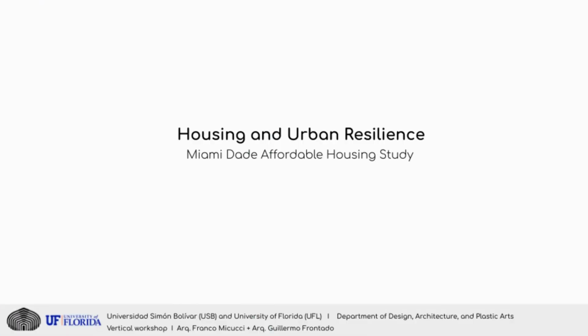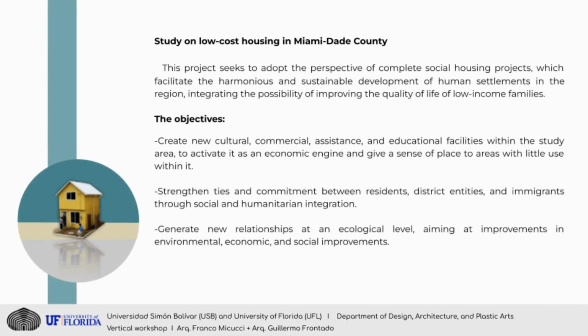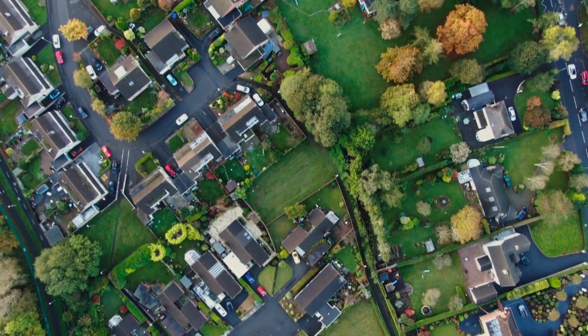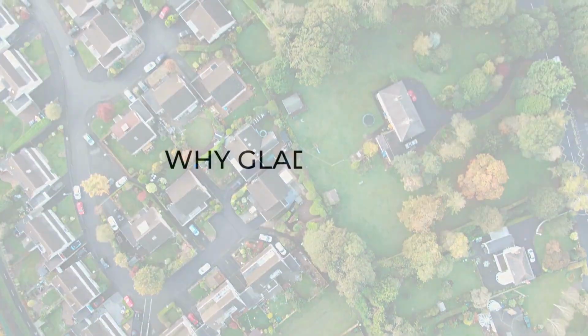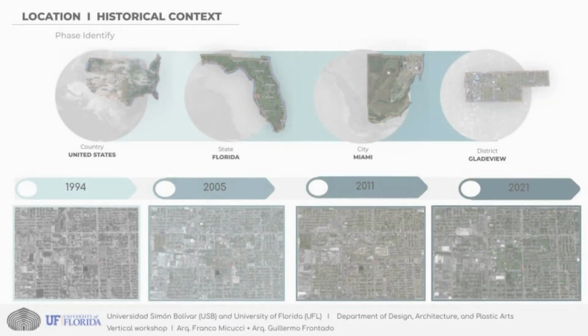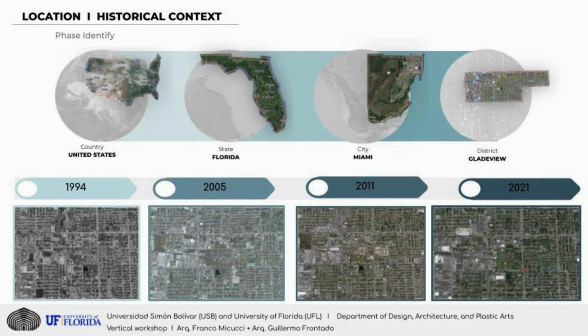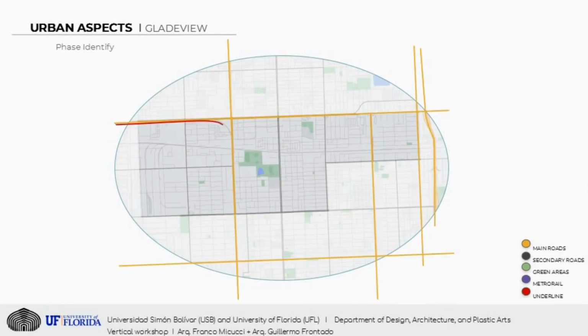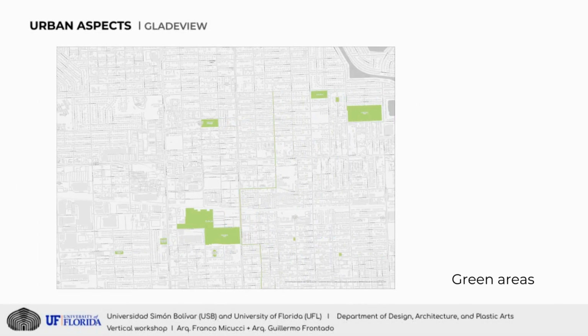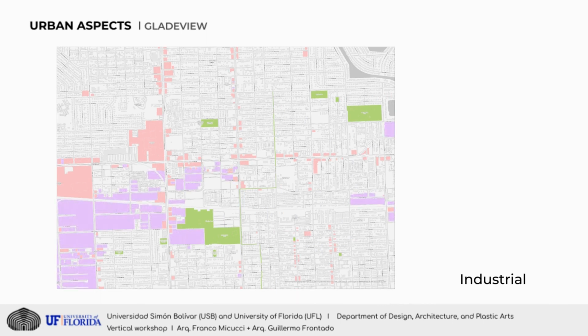This project seeks to adopt the perspective of comprehensive social housing projects, which facilitate the harmonious and sustainable development of human settlements in the region, integrating the possibility of improving the quality of life of low-income families. A connected space is an area that allows a good flow of exports and supplies, where the easy mobilization of people and food generates employment and opportunities.